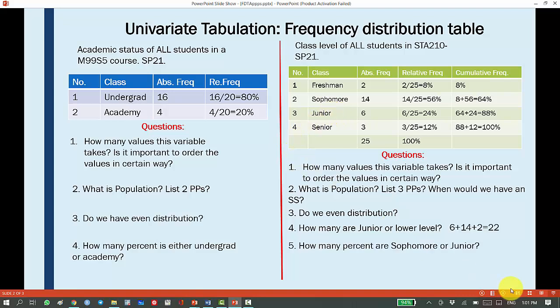How many percent are sophomore or junior? That means how many percent are in the second class or in the third class. If we add the two, 56 plus 24, you see 80%. 80% of students in the class are either sophomore or junior. How many percent are freshman or senior? That is how many percent are in the first or last class. We have 12% here, 8% there, and we have 20% are either senior or freshman.